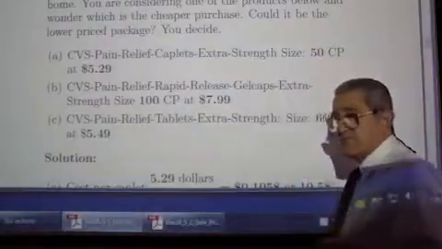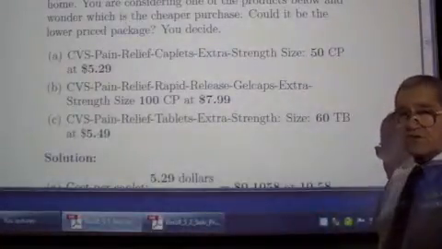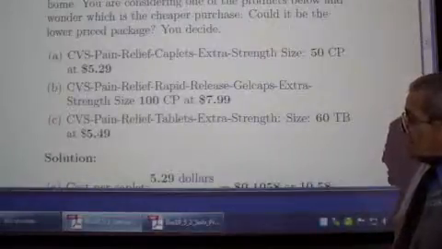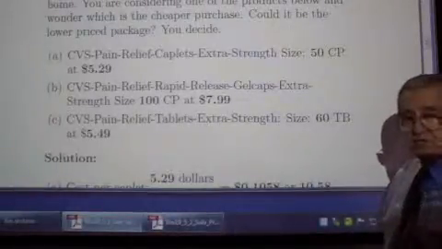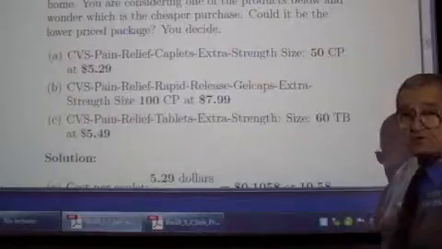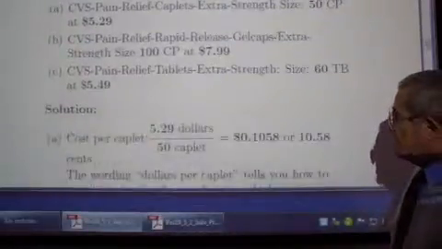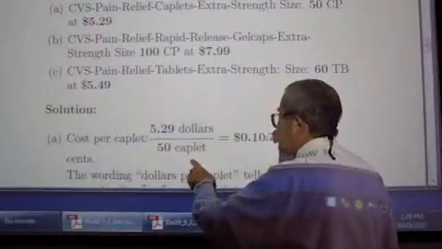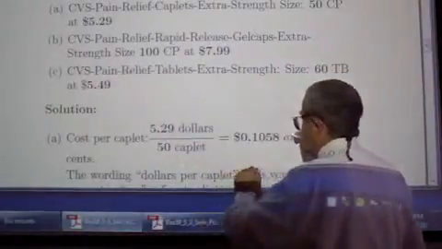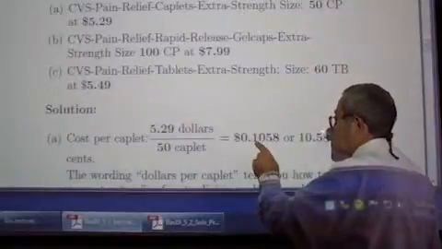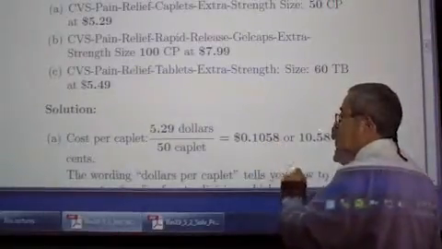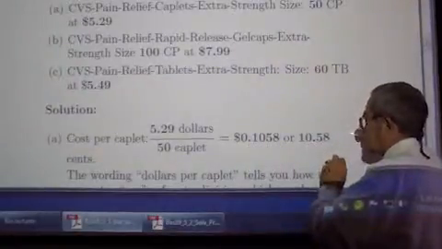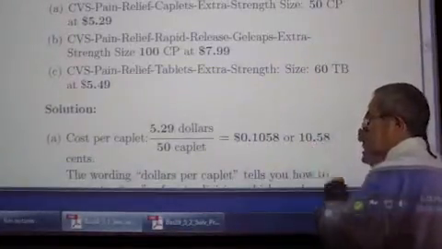Not necessarily. You don't have the same number of units, the same number of caplets. If you knew the price per each caplet or tablet, you could compare them sensibly. So you have $5.29 per 50 caplets. Divide numerator and denominator by 50. The denominator is $0.1058 or 10.58 cents. Okay, a little bit more than 10 cents.